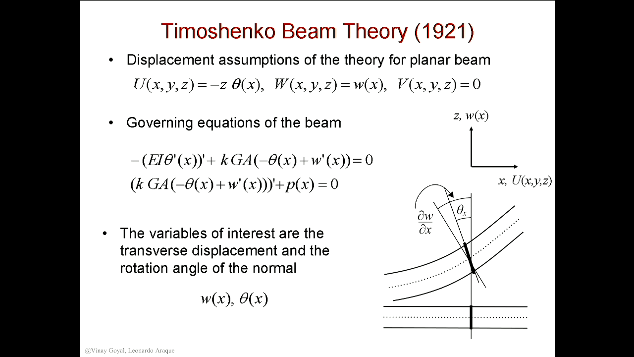Again, the variables of interest in these two equations: I will know what EI is. I will know what K and G and A are. I will know the loading distribution. P is the loading distribution on the beam. So the only unknowns really are theta and w. Those are the unknowns I'm trying to find, really, for this theory. And if I know theta and I know w, what do I know? The displacements. And if I know displacements, what do I know? Strains. And if I know the strains, what do I know? Stresses. And so once I know the stresses, I can calculate whether the beam will fail or it will survive.